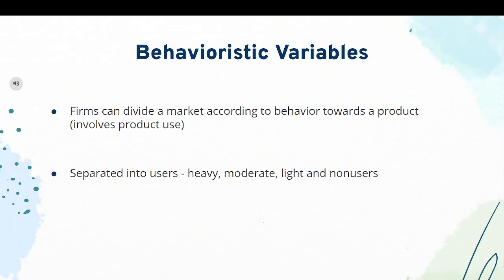Behavioristic variables. Firms can divide a market according to behavior towards a product, which involves product use. They are separated into users: heavy, moderate, light, or non-users.